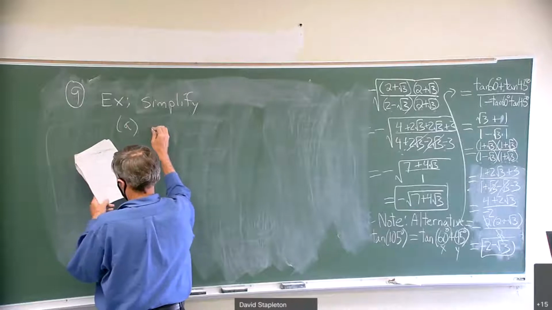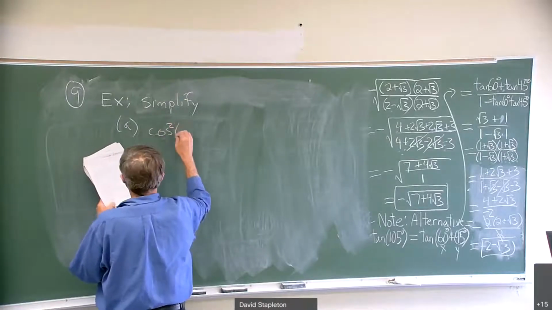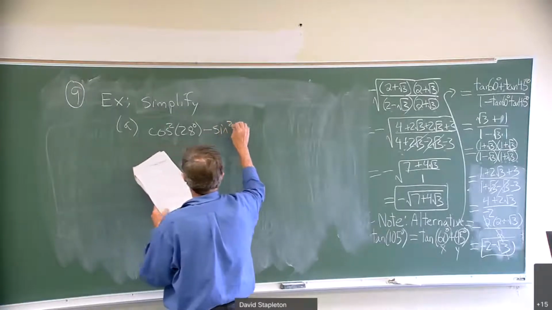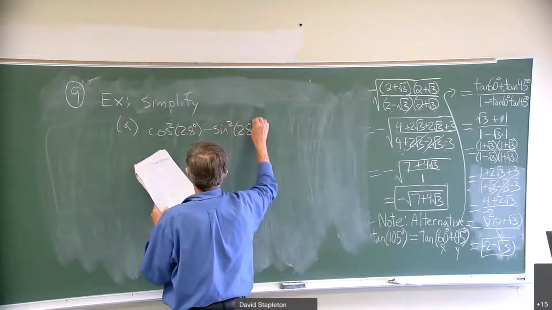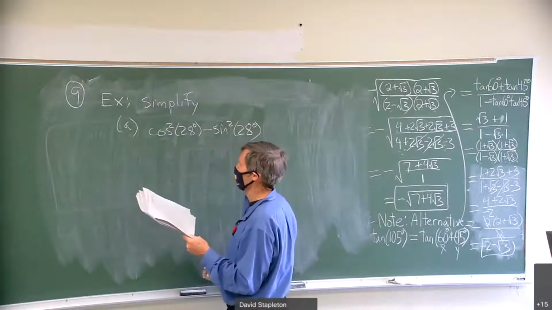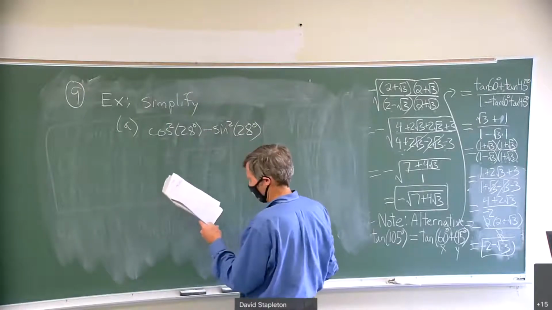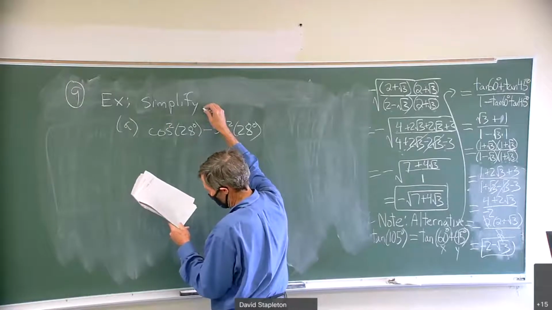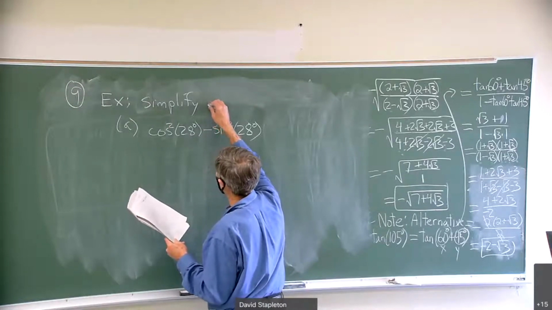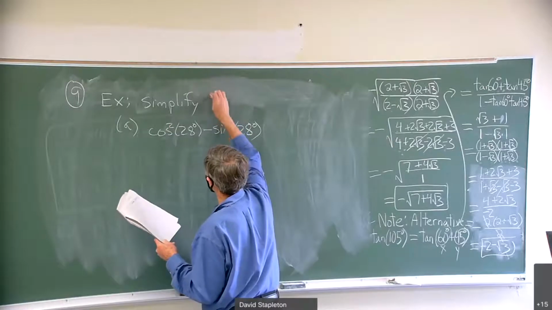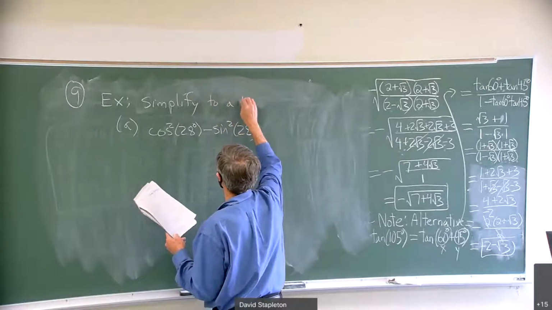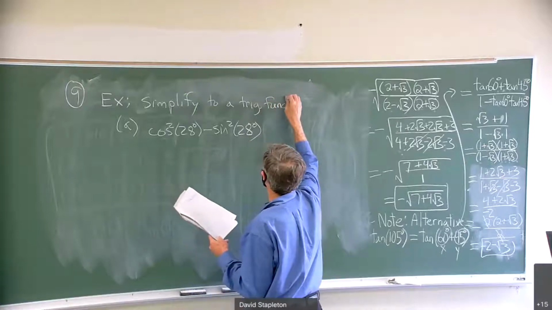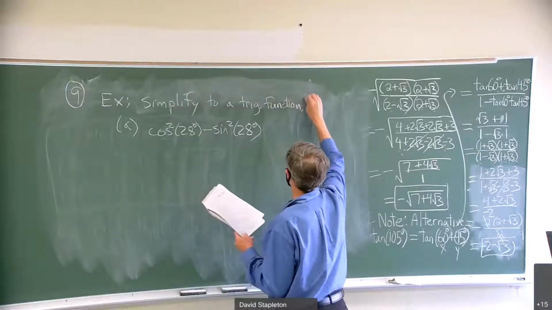the expression cosine squared 28 degrees minus sine squared 28 degrees. This section is on both double angle and half angle identities, so you have to figure out which one it is. Simplify, but do not evaluate. So they're saying simplify to a trig function. Don't evaluate.